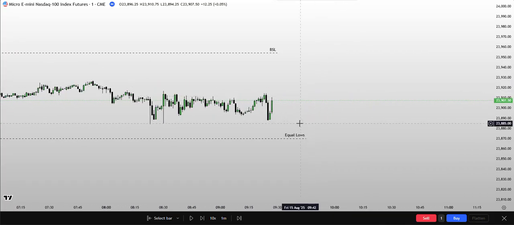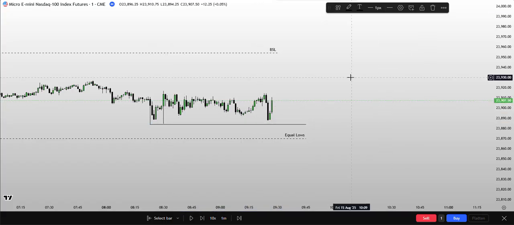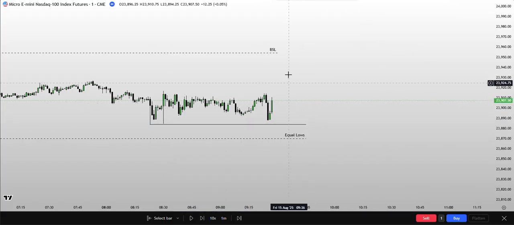Yeah, I would like to see us come to the lows, though. My areas of interest would be 870 as well as 884. Now, if we go to the highs first, that's fine, but my overall draw is towards those lows.